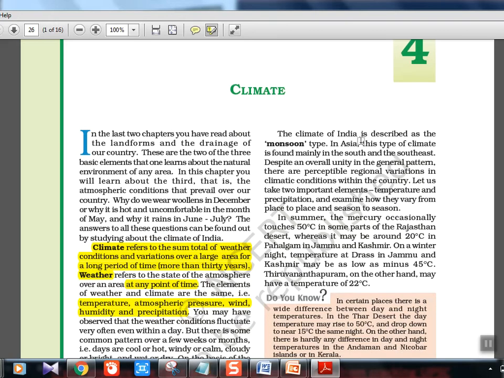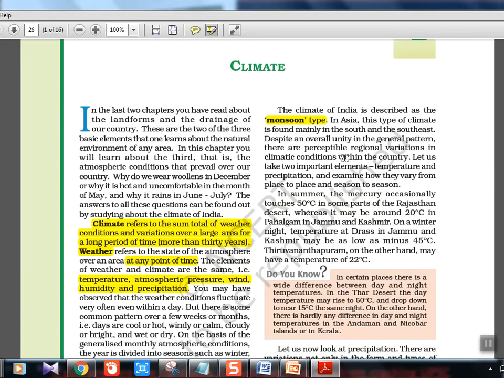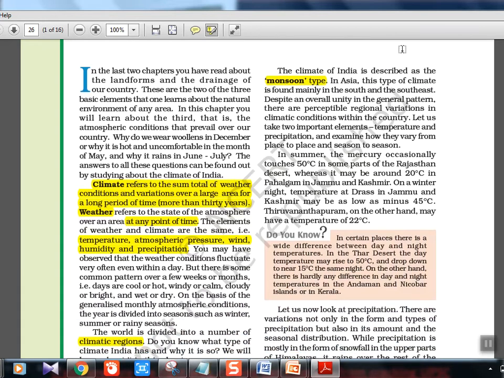The climate of India is described. India is generally called a monsoon type of climate. Like there is tropical climate, there is equatorial climate, there are different names for different regions. So India is specifically a monsoon type of climate where reversal of wind is happening. Now, temperature and precipitation are two important factors.